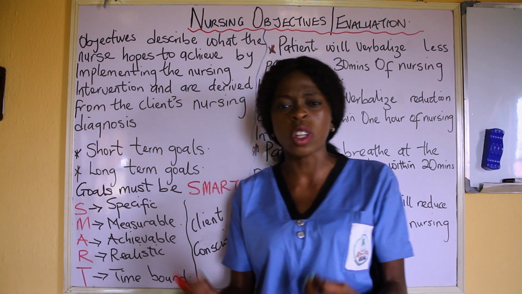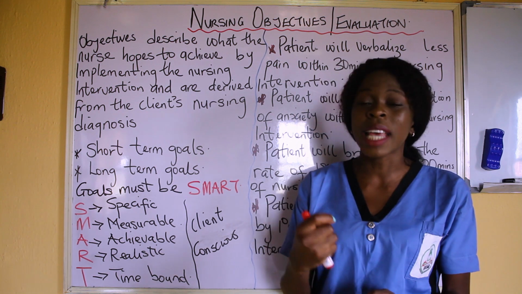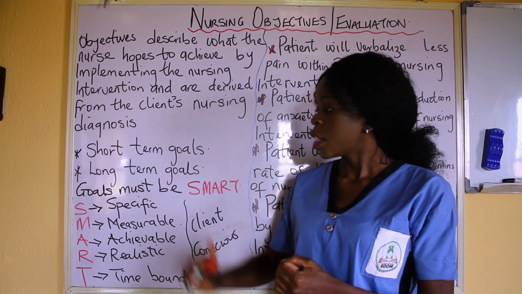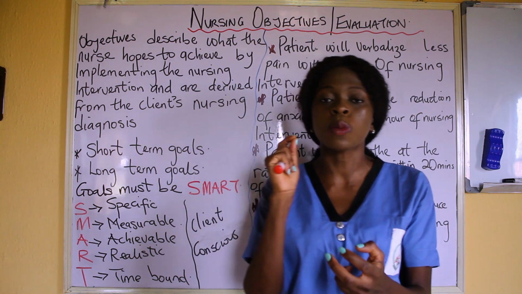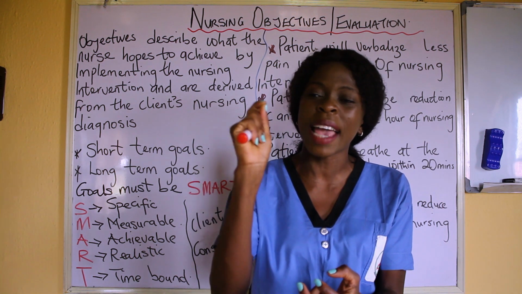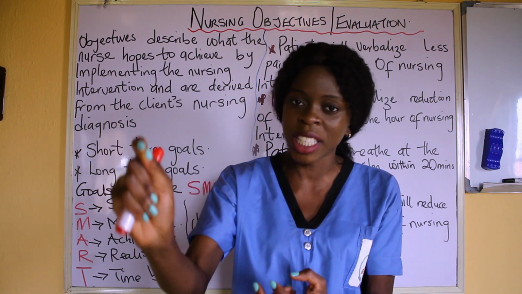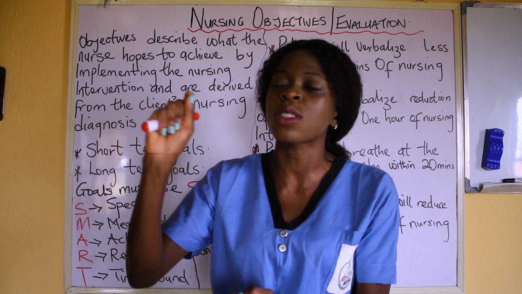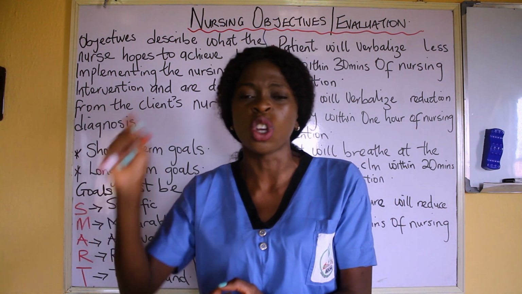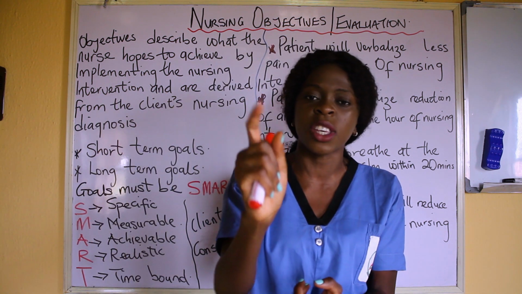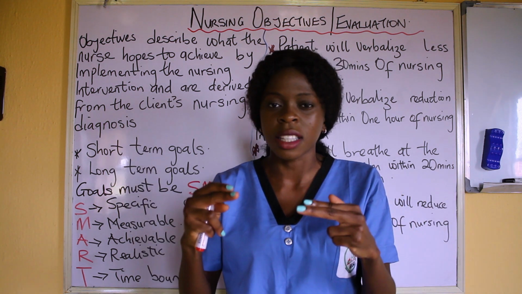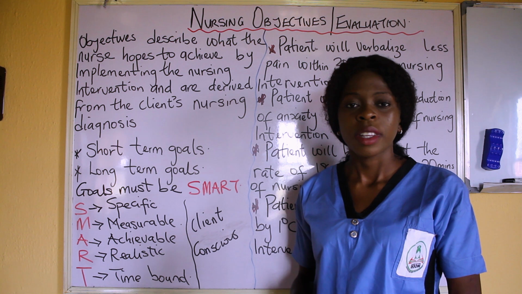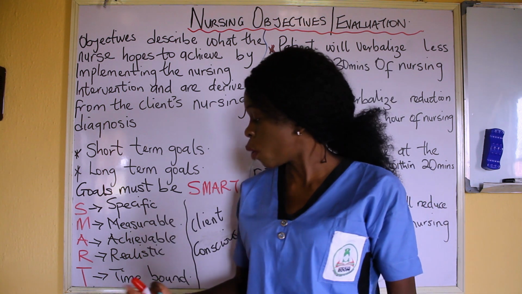Then that takes us to the characteristics of a good goal, or the characteristics of your objective, what you should take note of when writing it. Objective should be SMART. The first one is that the objective should be specific. You should be specific: this is what I want to do to my patient. I want the temperature to reduce by 1 degree Celsius after so many minutes of nursing intervention. You are being specific. You are not generalizing it. Then another is, it should be measurable.